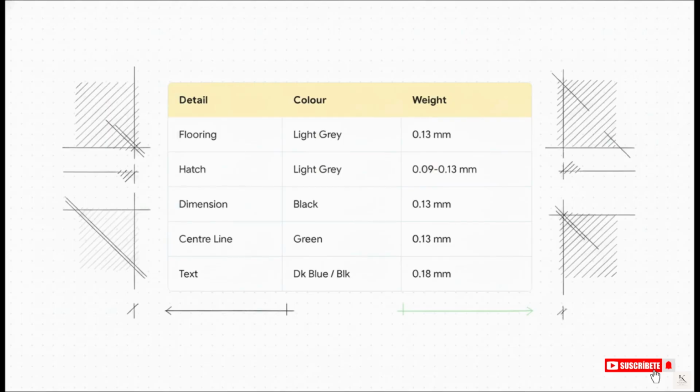Flooring and tiling drop to 0.13 millimeters in light gray. Material hatches can go all the way down to an ultra-fine 0.09 millimeters, also light gray. Dimensions and center lines sit at 0.13 millimeters in black and green. And text is usually dark blue or black at 0.18. I kind of like to think of these as whispering lines. They use very lightweight strokes to add rich material representation, but without making the drawing heavy, cluttered, or difficult to read.